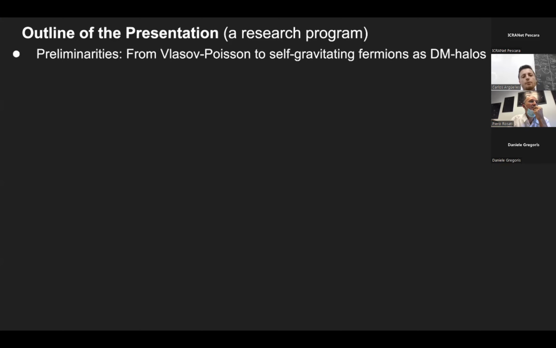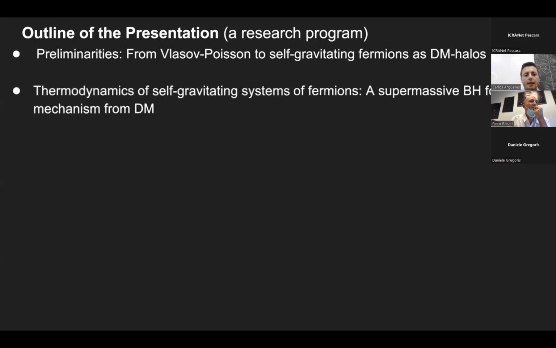So let me go with the outline of the presentation. I will first start from Vlasov-Poisson to self-gravitating fermions as dark matter halos. Then I will talk about the thermodynamics of self-gravitating systems of fermions and how this general study can lead to a supermassive black hole formation mechanism.